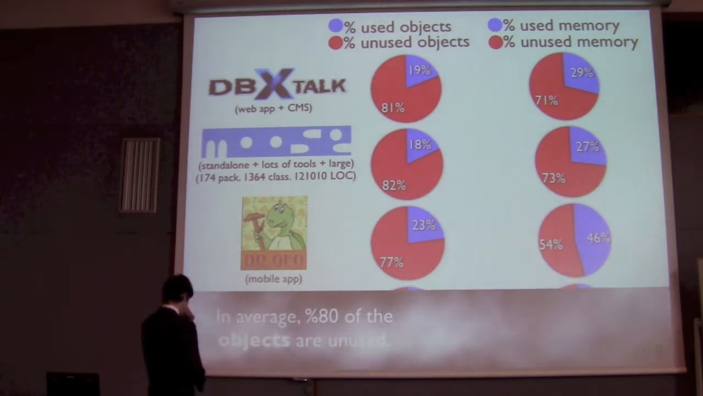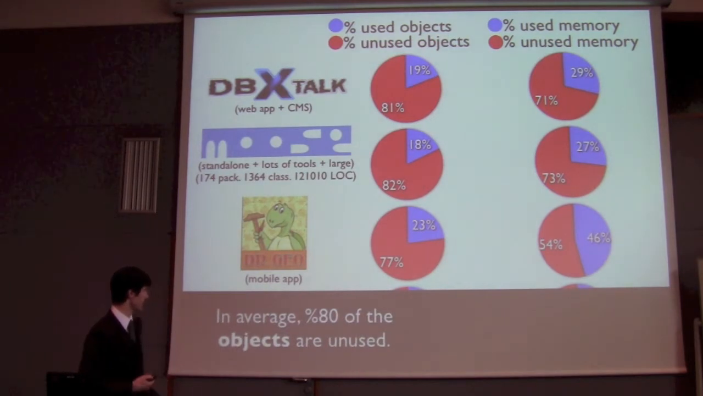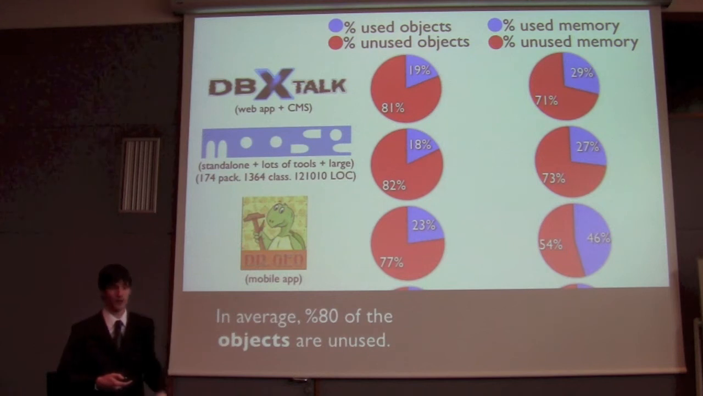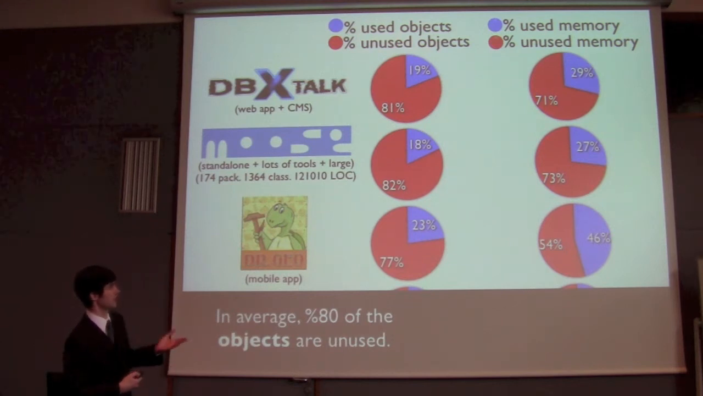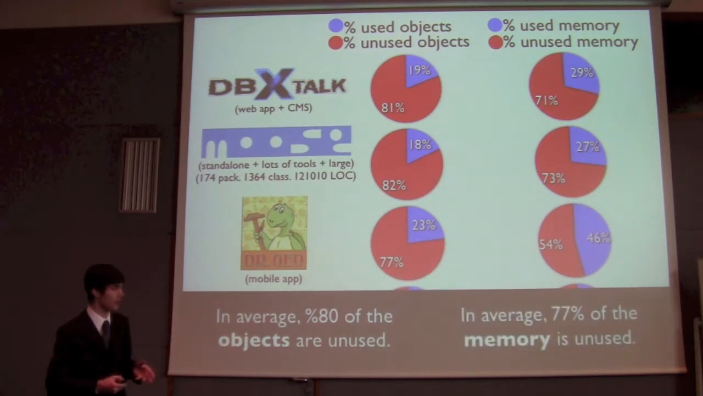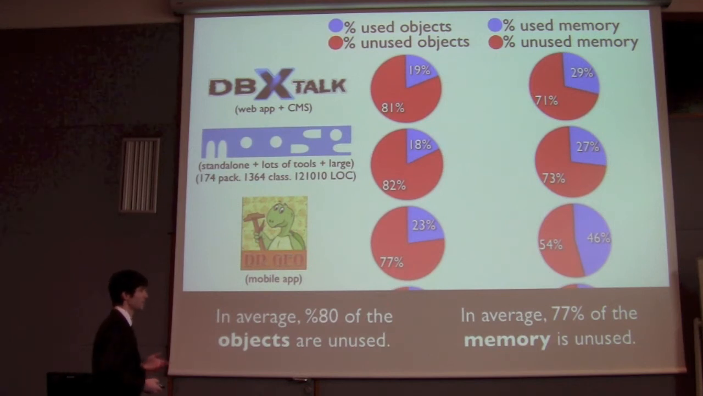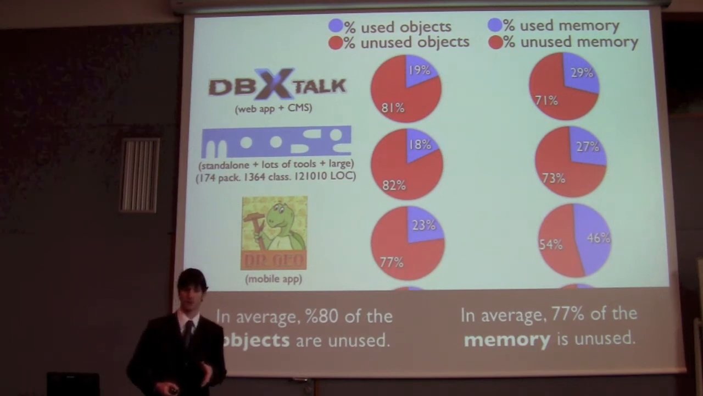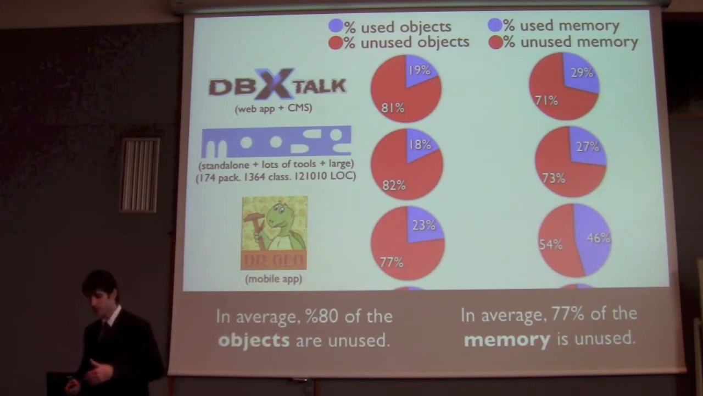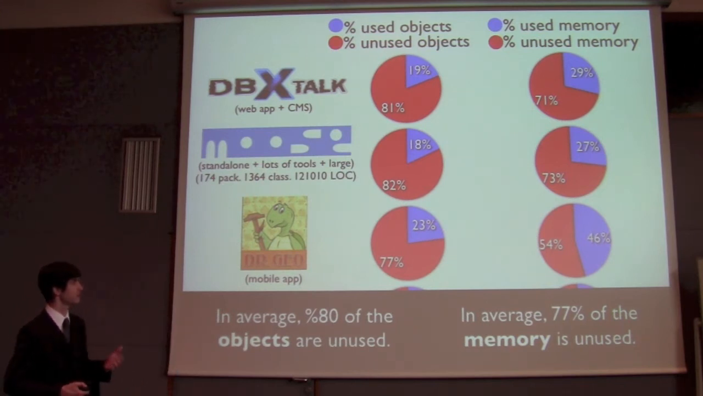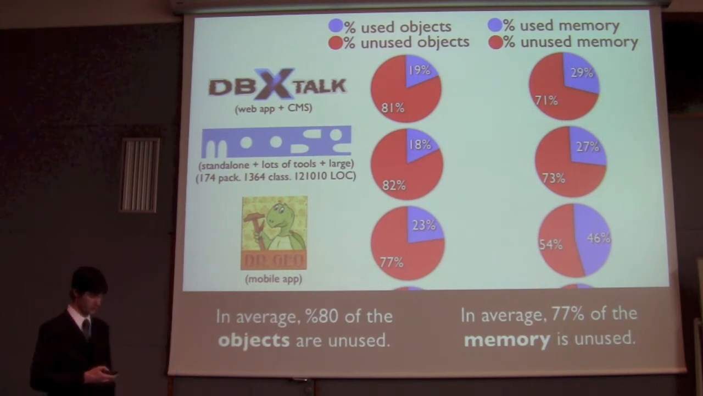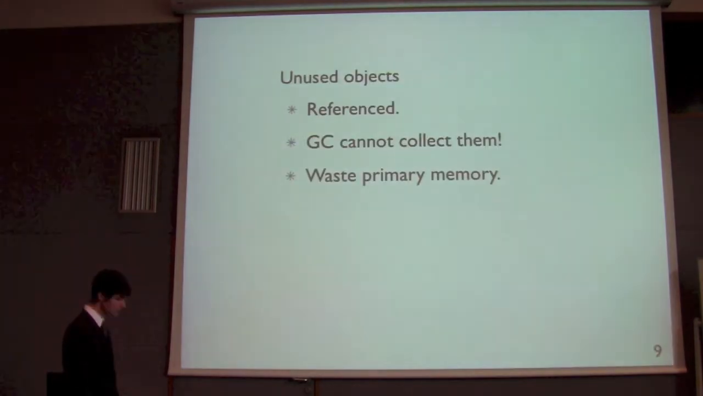So the conclusion that I got from this at the beginning was that 80% of the objects were unused in these experiments. And if I evaluate that from a memory point of view instead of objects, 70% of the memory was occupied by unused objects. So right from the beginning of my PhD, the results were promising. So that's why I continued.